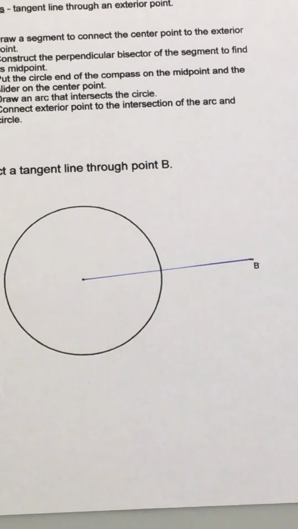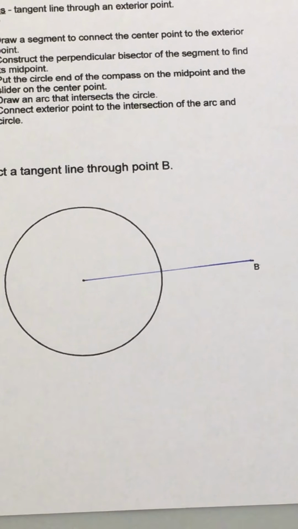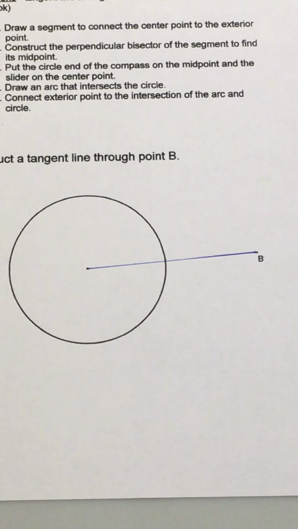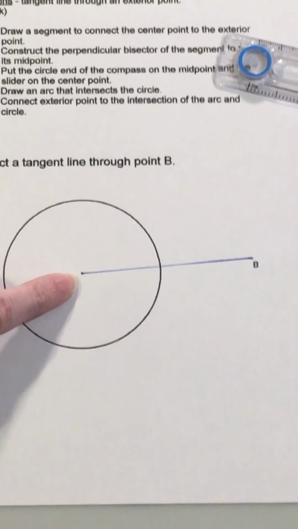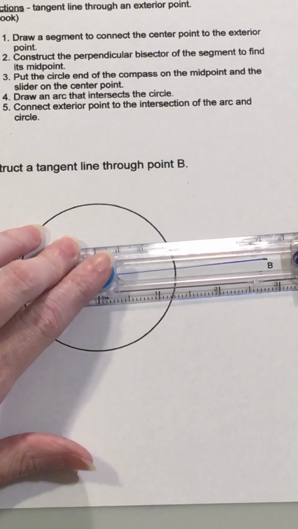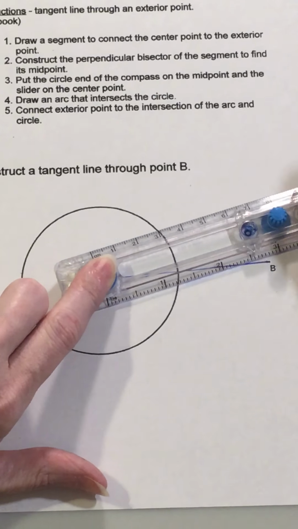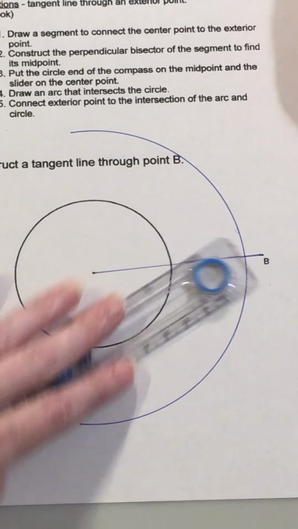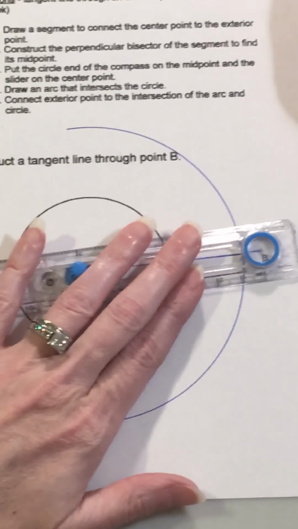Step 2, construct the perpendicular bisector of a segment to find its midpoint. So we've done this construction many times. The steps again are, take the circle end of your compass and go to one endpoint and move the slider close to the other endpoint. And then you're going to draw a big arc above and below the segment.